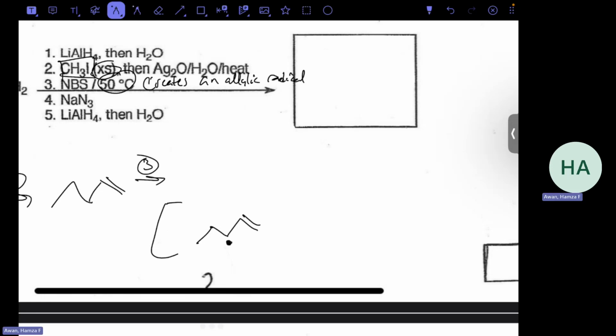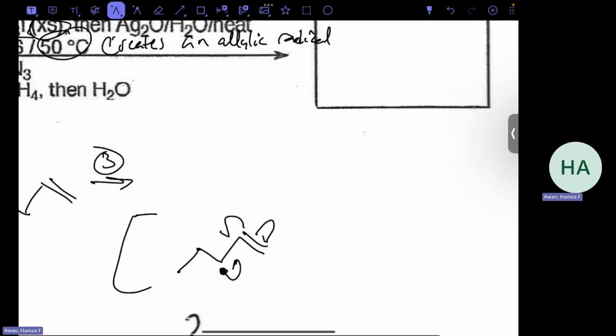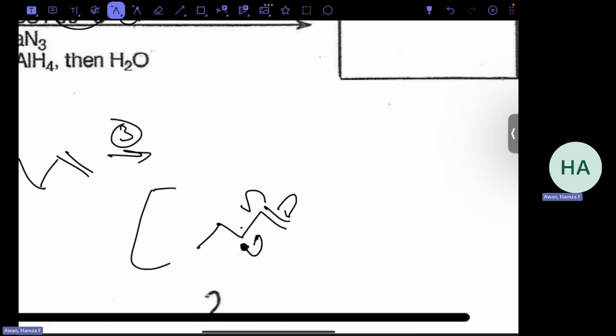So we have the radical in an allylic position. And now we can show that this radical can stabilize this way. Remember, whenever we draw radical lines, it's only one side of the arrow, right? So this is essentially saying that we are creating a double bond right here, and then a radical will go onto that carbon at the very end.